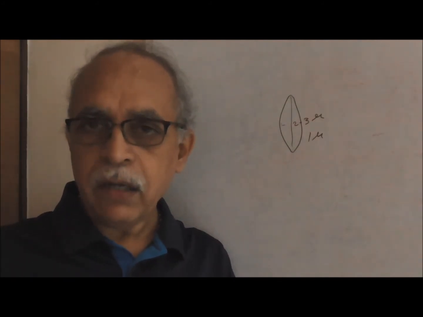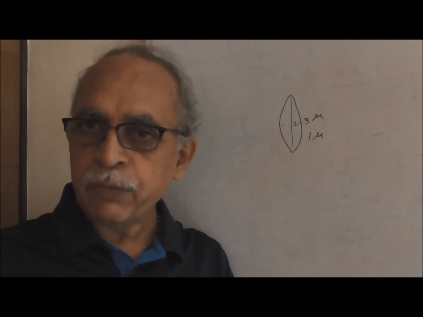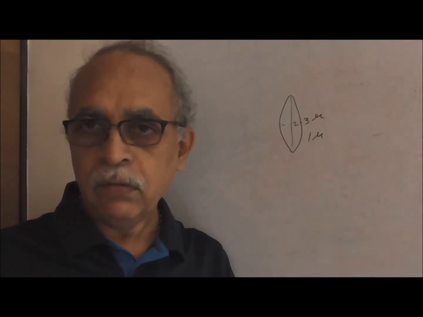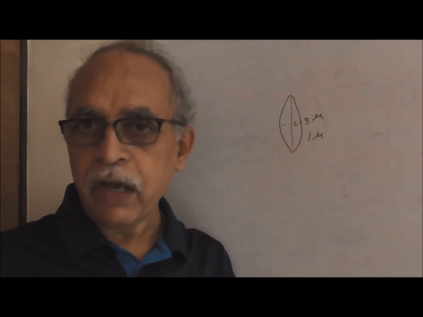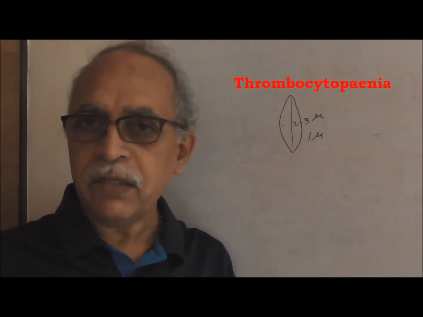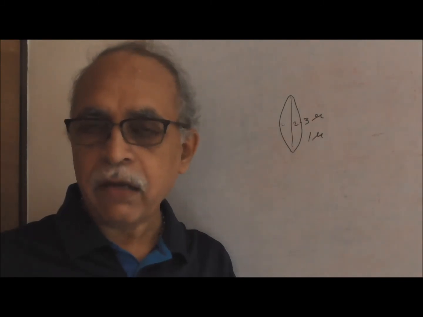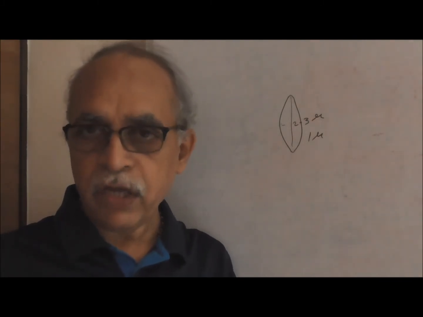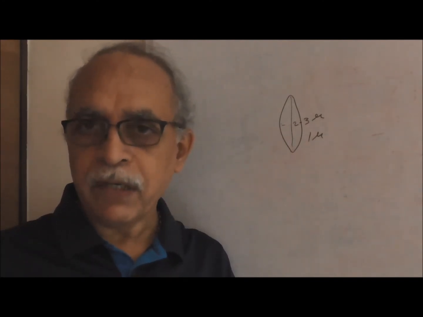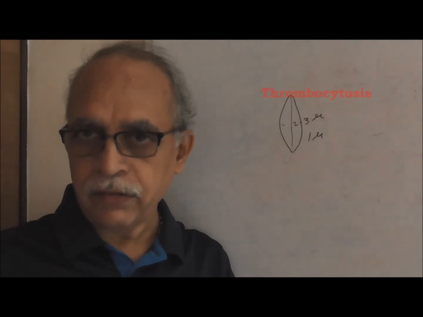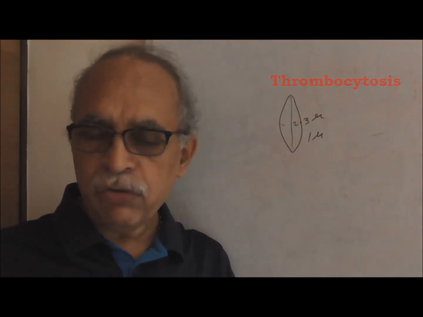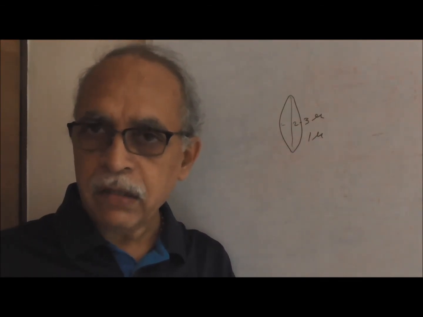Now the number which I see, around 1.5 to 4.5 lakhs per cubic millimeter, sometimes this number may go down suddenly. It's called thrombocytopenia. One important cause for thrombocytopenia is some kind of infection like dengue. Dengue can lead to thrombocytopenia. Sometimes the number may go up suddenly. That's called thrombocytosis. Now the coagulation cascade which I just mentioned, we will talk about that in the next session.